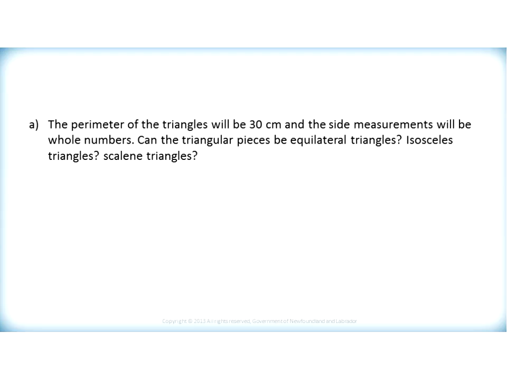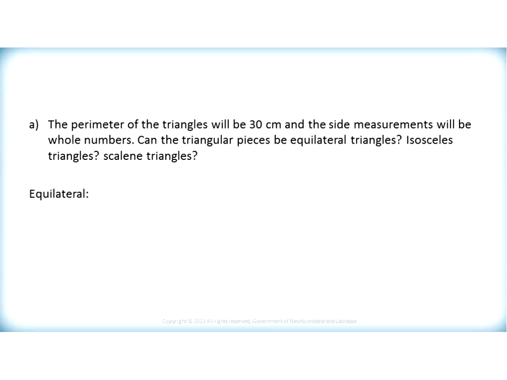Okay. First, the perimeter of the triangles will be 30 centimeters, and the side measurements will be whole numbers. So what we want to know first is, can the triangular pieces be equilateral triangles? Can they be isosceles triangles? Or could they even possibly be scalene triangles? So we're going to look at them on a case-by-case basis. Is it possible to have an equilateral triangle?